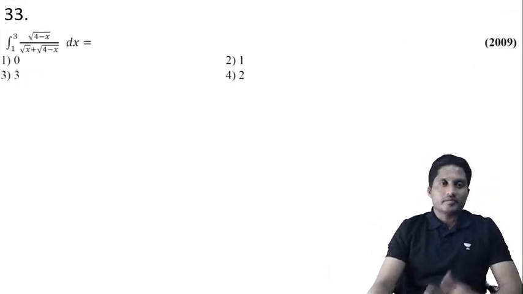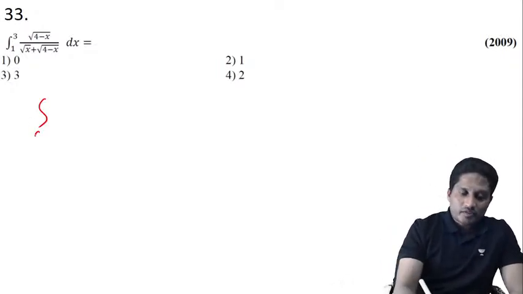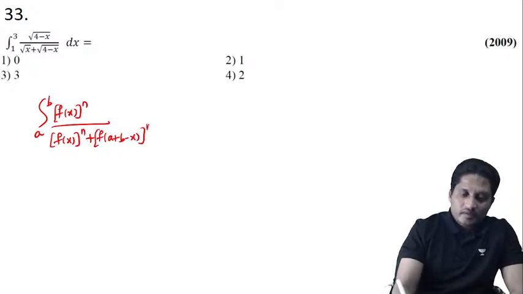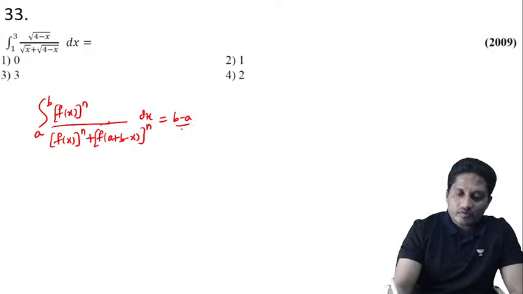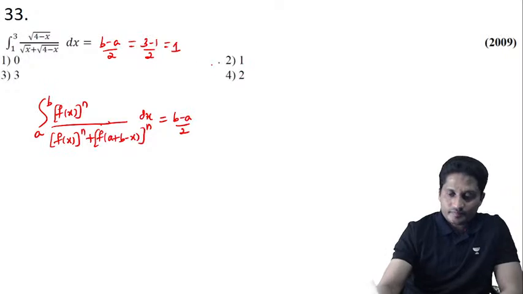Alright, 2009 problem. I gave you this result in my previous videos as well. When you have, suppose, integral from a to b of f of x power n divided by f of x power n plus f of a plus b minus x whole power n, and then this is dx. Answer is always equal to b minus a by 2. So it is in the same form. Answer is b minus a by 2. 3 minus 1 by 2. Answer is 1.